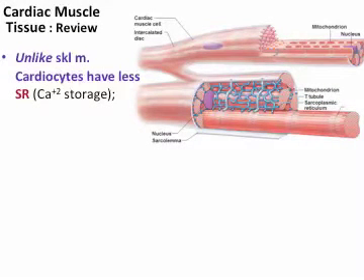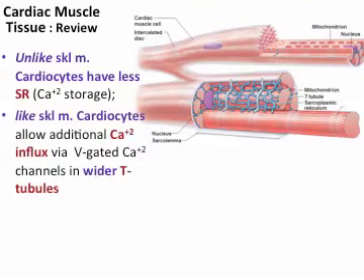Unlike skeletal muscle, cardiac muscle cells, also known as cardiocytes, have less sarcoplasmic reticulum, so there's less calcium storage in cardiac muscle cells. But like skeletal muscle, the cardiac muscle will allow calcium influx into the cytoplasm of the cardiac muscle cell from the sarcoplasmic reticulum, which in the cartoon is that blue network of tubes inside the cardiac muscle cell.